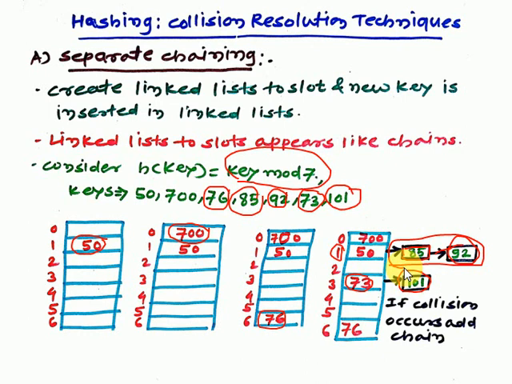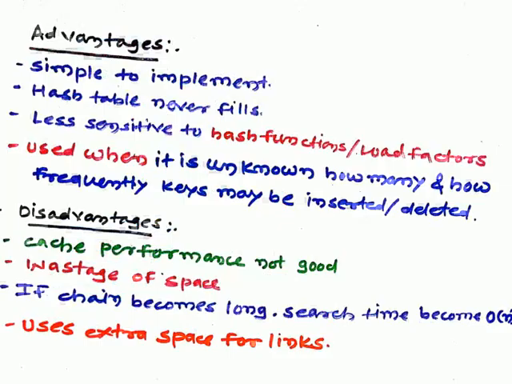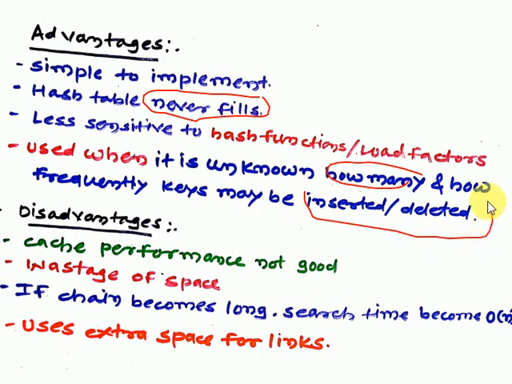Now let us look at the advantages and disadvantages of the separate chaining method. The advantages: it's simple to implement. The hash table never fills, because as collisions occur, it creates a link and attaches it to the particular index. It is less sensitive to the hash function and load factors. It is very important to use it when it is unknown how many keys, and how frequently the keys, will be inserted and deleted in a given hash table. So separate chaining is used when we don't know how many keys there will be or at what locations they are to be inserted.